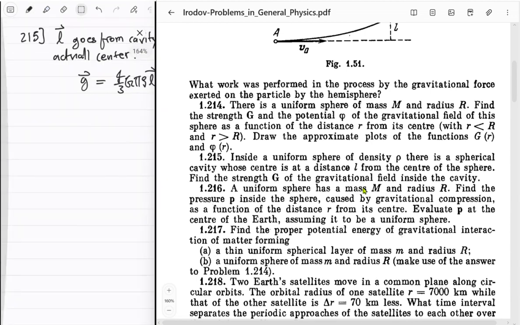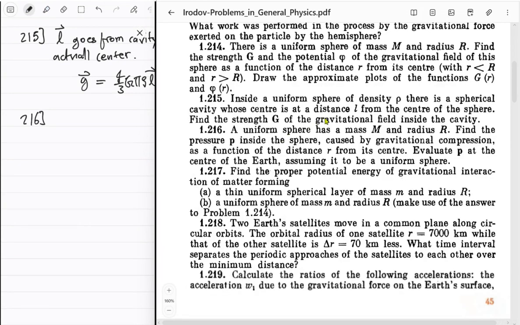216. A uniform sphere has a mass m, radius r. Find the pressure P inside the sphere caused by the gravitational compression as a function of distance r from its center. Evaluate P at the center of the Earth, assuming it to be a uniform sphere. So it's a solid sphere. Okay, pressure inside the sphere.